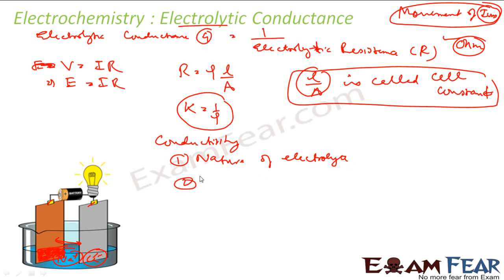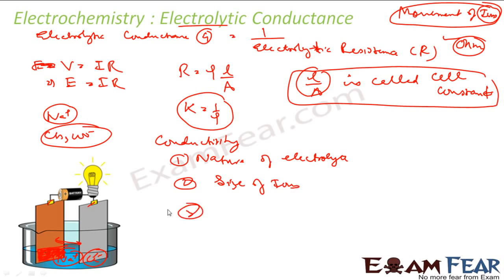The next is the size of ions produced. Why? Because here the ions are the carrier, right? So if I have Na plus ion or I have CH3COO minus ion, there is a difference in the size. So the size of ions produced is something which is critical.